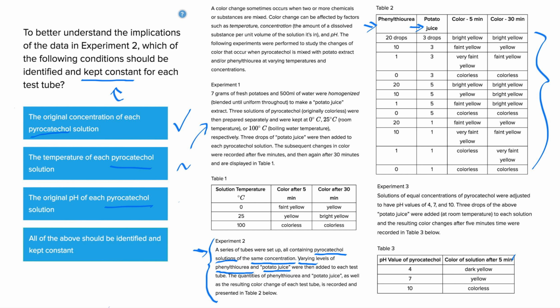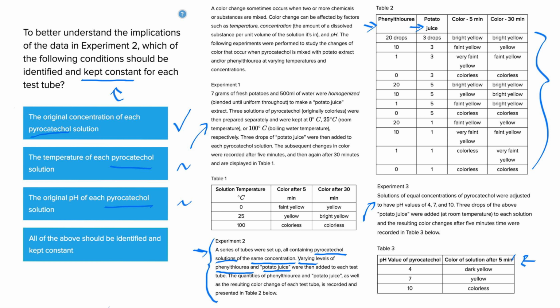The original pH of each pyrocatechol solution, well, same thing. If we look over here at experiment 3, we can see that the pH changing has an effect on color. So that might need to stay the same. And here we go. Last answer choice says all of the above should be identified and kept constant.